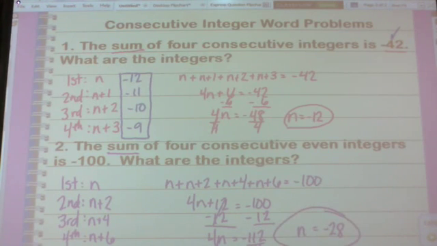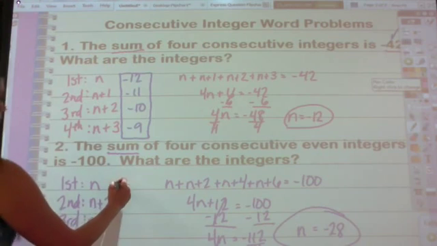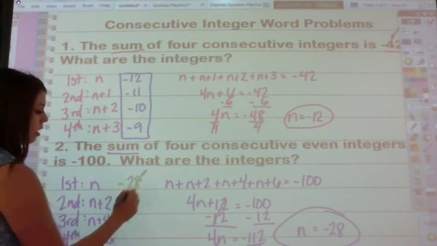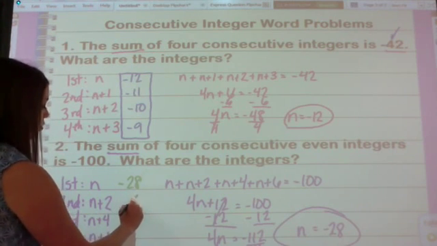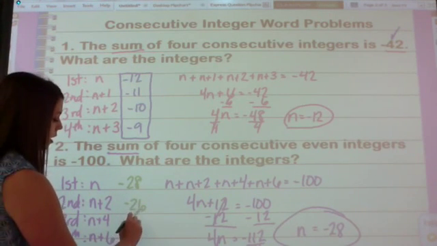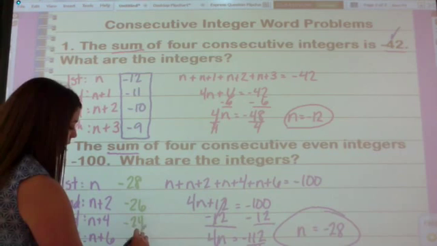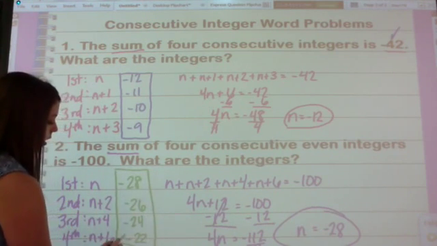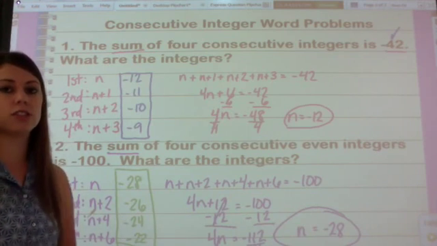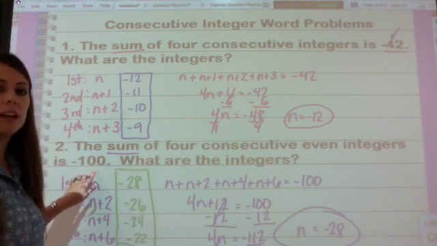Okay, so my first number is negative 28. Negative 28 plus 2 would give me negative 26, and so on, negative 24, and negative 22. These are my 4 consecutive even integers that add up to negative 100.